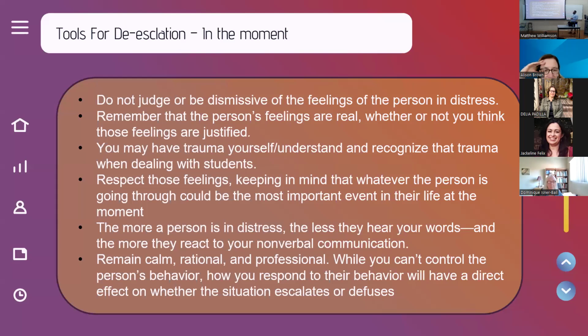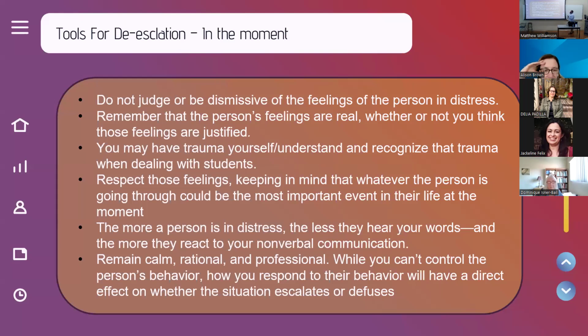Right. Next point, you may have some trauma things yourself. Sometimes when we are dealing with people, it might trigger, right? We have to recognize that sometimes that actually escalates us as well, and how we are dealing with that situation.